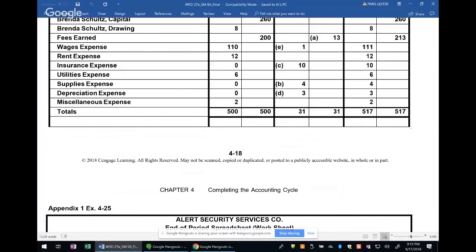Revenue and expenses only. Revenue, expenses. You only have one. Credit expenses.